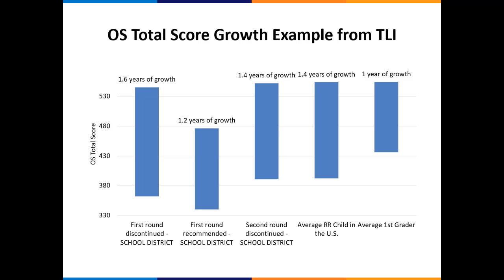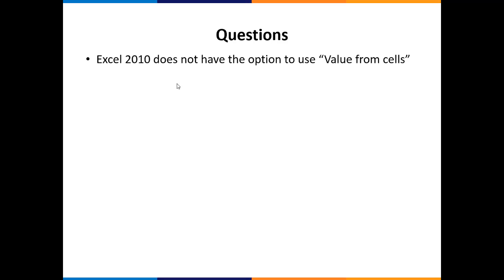And if you remember from our last video back in June, we showed you how to make an OS total score growth chart just like this one, or similar to this one. And today we're going to be talking about the labels at the top of each bar right here, these labels. And in Excel 2010, it doesn't give us the option to use value from cells to make this label. So what the heck are you talking about, Jeff?